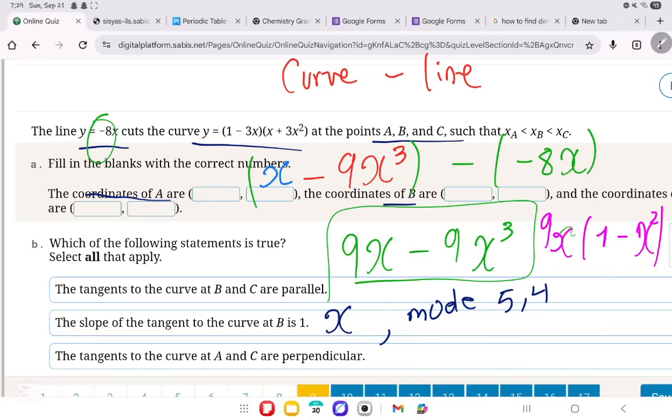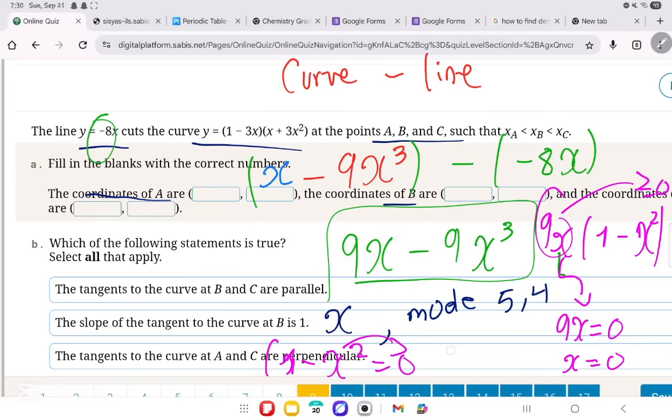So this has only one, and this is all equal to 0, right? So 9x times 1 minus x squared is equal to 0, right? And so that means 9x is equal to 0, x is equal to 0. You make each part equal to 0. And then we have 1 minus x squared is equal to 0. So x squared is equal to 1. That means x is equal to plus and minus 1.